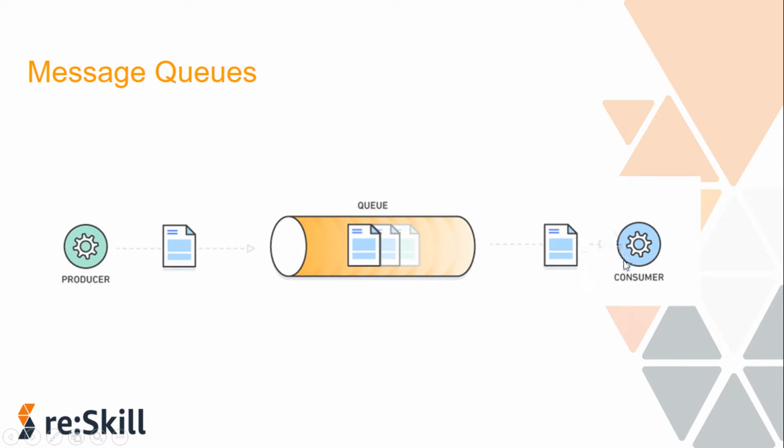To send a message, a component called a producer adds a message to the queue, and then the message is stored in the queue until another component, the consumer, retrieves the message and does something with it. That means the producer will add a message to the queue, in the queue the message will be stored, and the consumer will take the message out of the queue and process it. So this is about message queues.